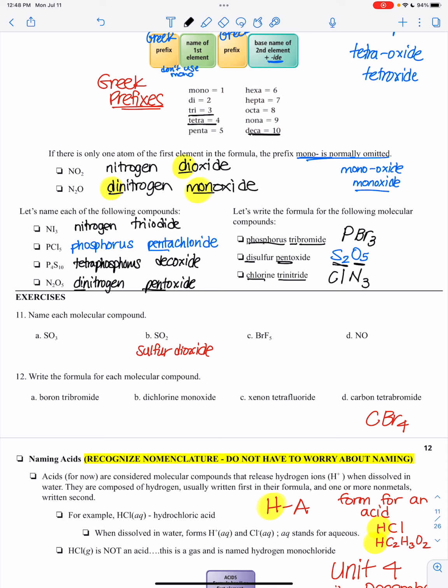I did do 2 answers here. For 11, you're going to name each compound. For 12, you're going to write them. And I did 2 answers. I did SO2. SO2 would just be sulfur dioxide. And then for number 12, I did the formula for carbon tetrabromide. It would be CBr4. Tetra means 4.